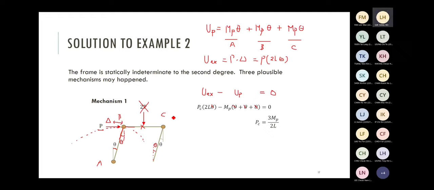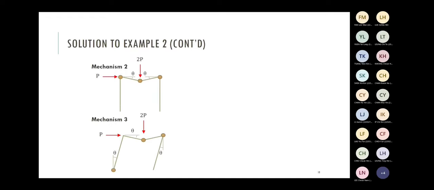Just redo the things for case 2 and case 3. You have the beam mechanism and the combined mechanism, 2 more. Beam mechanism, I think, is quite easy because it's just like a one-span beam. For beam mechanism, mechanism 2, you have 3 hinges in total, at the 2 ends and at the middle. If one side rotation is theta, the other side is also theta, and the middle rotation is 2 theta.